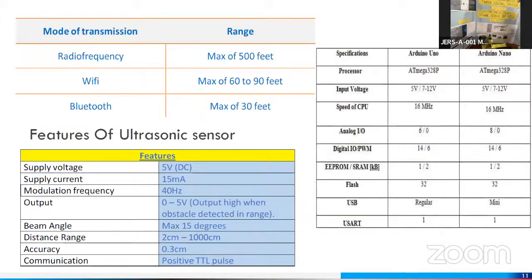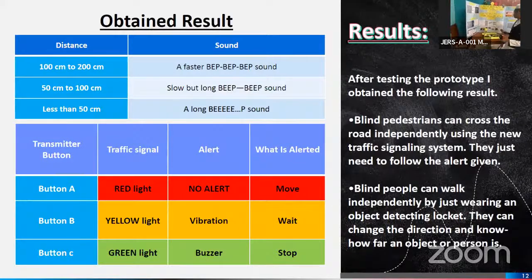Now here, another question arises. Why should we use only RF transmitter? What about other transmission like Bluetooth and Wi-Fi? The only reason is their range. The RF transmitter has a maximum range of about 500 feet, the Wi-Fi transmitter has a maximum range of 60 to 90 feet, and the Bluetooth has a maximum range of 30 feet.